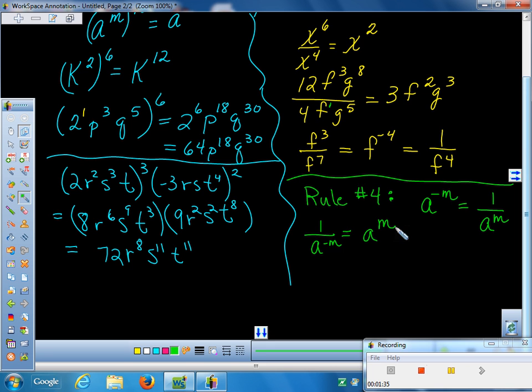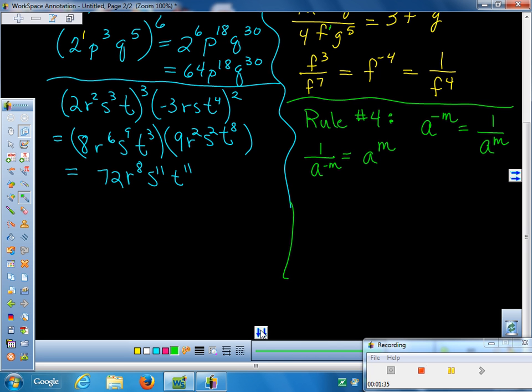Some people have issues with negative powers, so let's do like 50,000 of these. Suppose I said, quick, what is g to the negative 8 power? How can I rewrite it? 1 over g to the 8th.